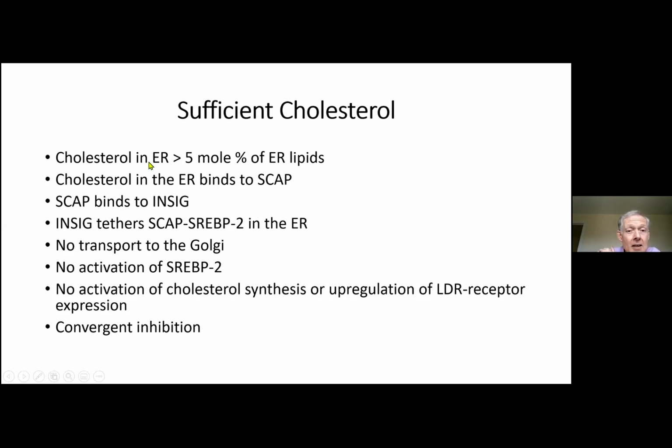So when cholesterol in the endoplasmic reticulum exceeds about 5 mol% of ER lipids, then cholesterol in the ER binds to SCAP. SCAP binds to INSIG. INSIG then tethers the SCAP-SREBP complex in the ER. There's no transport of SREBP2 to the Golgi. There's no activation of SREBP. So there's no activation of the enzymes of cholesterol synthesis, and there's no upregulation of LDL receptor expression. Goldstein and Brown termed this convergent inhibition, how cholesterol will actually regulate its own biosynthesis.